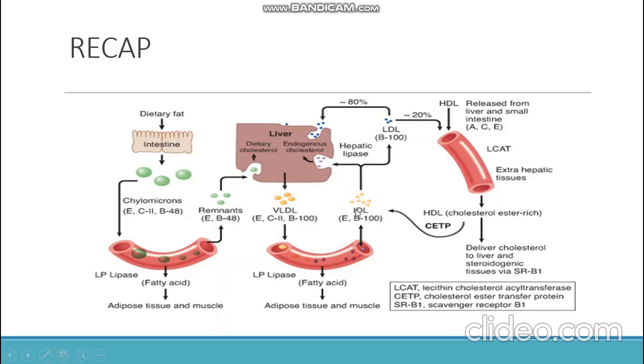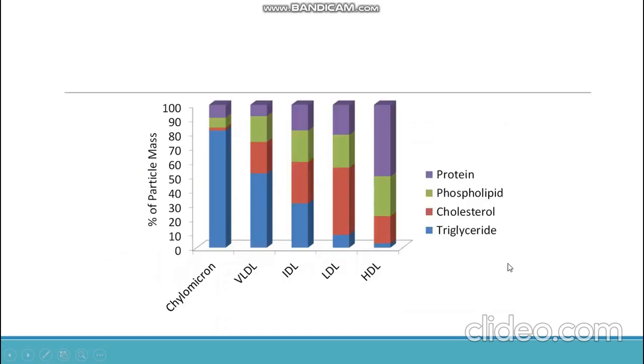I think I made a mistake पहले, उसमें IDL लिखना चाहिए था, not LDLs. Please just correct that. और फिर जो आपका HDL जो बच जाता है, that delivers cholesterol to your liver and other steroidogenic tissues via your scavenger receptor B1. And that's pretty much your summary.